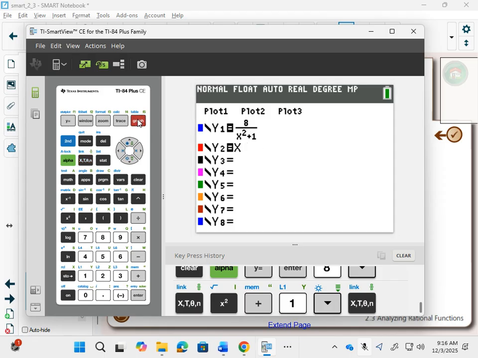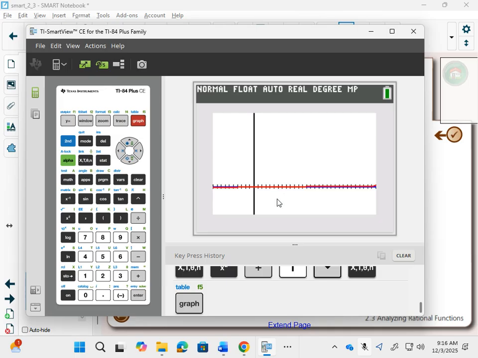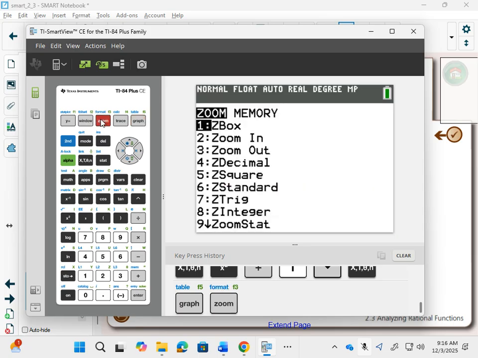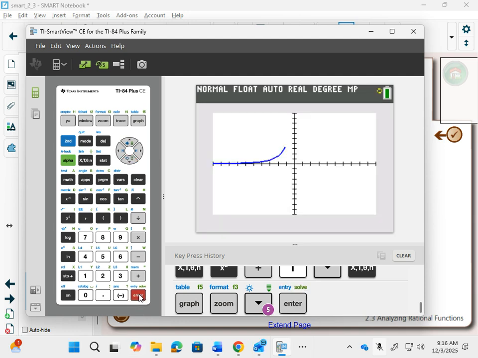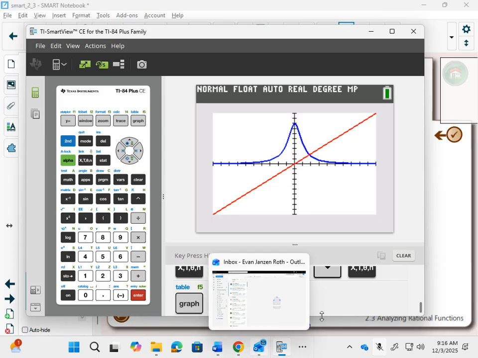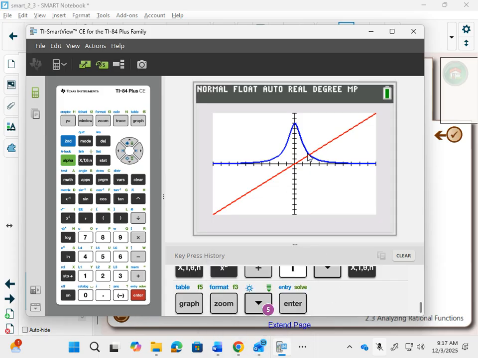So you put one graph into y1, one graph into y2. Hit the graph button, see if it actually shows up nicely. Mine does not. Looks like my window is set from something else. So often I go to zoom and I start with number 6, just the standard window from -10 to 10. Oh, look at that. It actually looks really nice. It looks like it crosses right there.